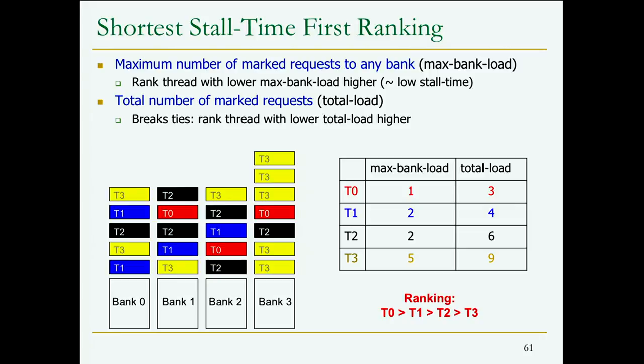Okay, so based on this, we're going to rank thread 0 higher than thread 1, higher than thread 2, because we have this tiebreaker over here. Hopefully thread 1 can be faster to finish because it has fewer requests, and thread 2 is going to be ranked higher than thread 3.